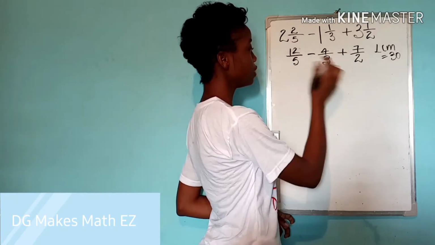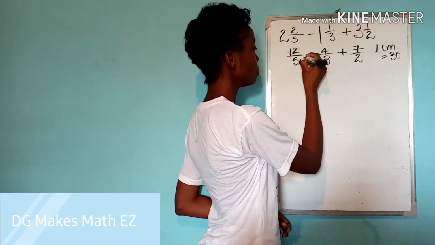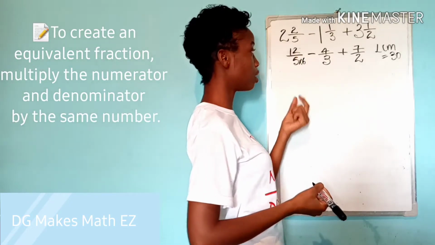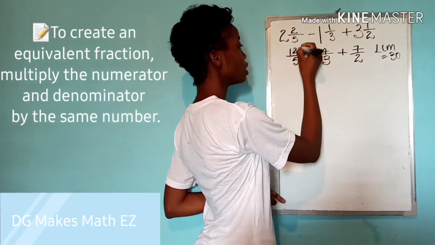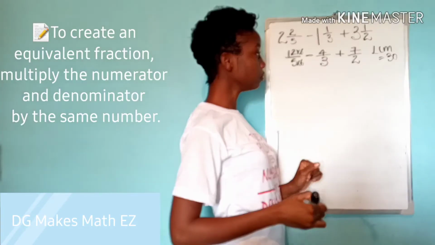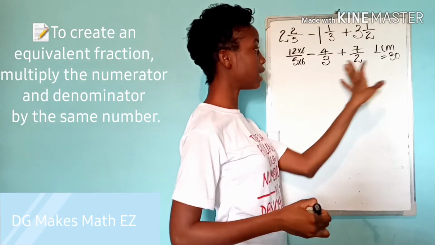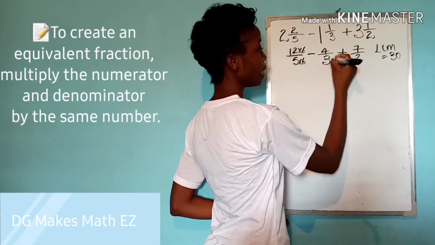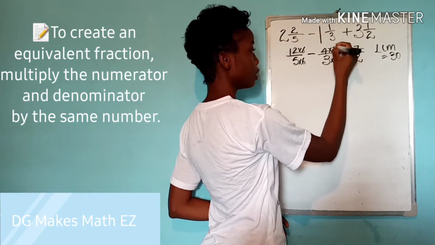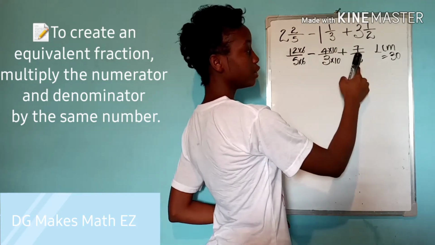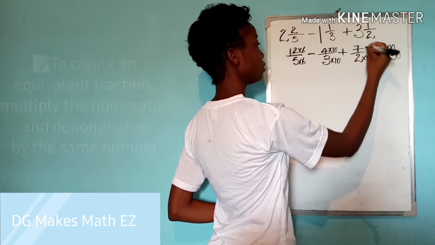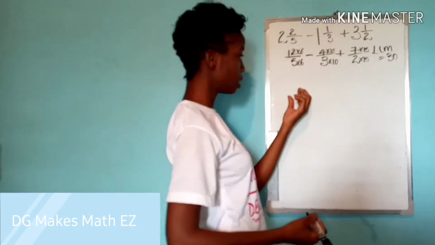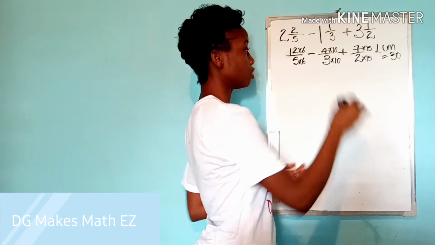How do I turn a 5 into a 30? Using multiplication, that's going to be times 6. And if I say I'm creating an equivalent fraction, then it means I'm also multiplying my numerator by 6. I'm going to do the same for 4/3 and 7/2. How do I turn 3 into a 30? I multiply by 10. I have to do the same to my numerator. How do I turn 2 into 30? Times 15. Now I'm going to rewrite these fractions as the newly formed equivalent fractions.